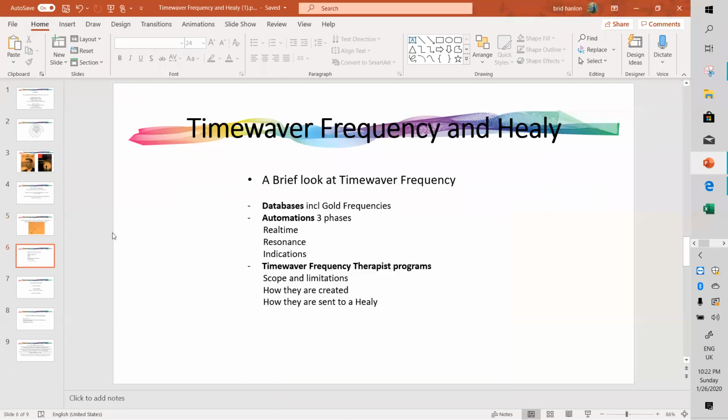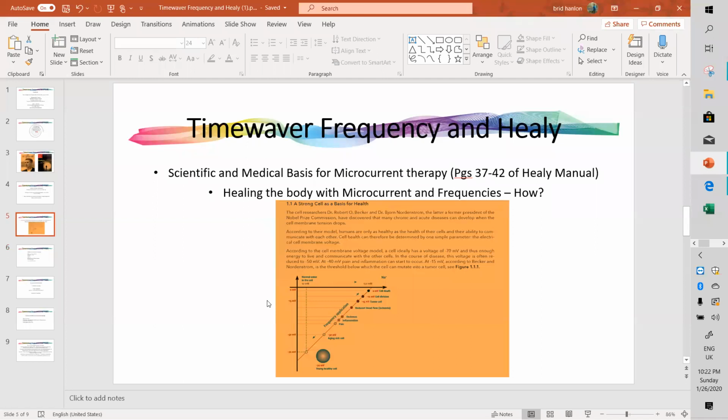So the other aspect of this is that when you apply microcurrent, it increases the ATP production in a cell. ATP is the energy molecule produced in the mitochondria of the cells.